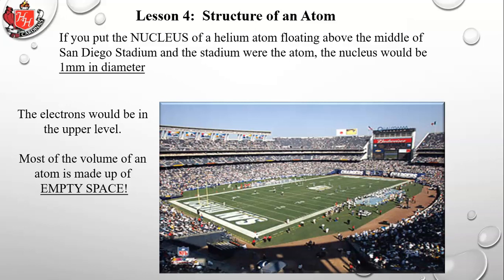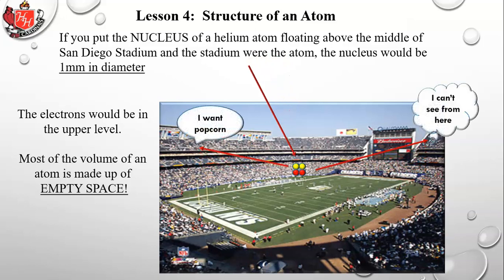The electrons would be in the upper level, and most of the volume of an atom is made up of empty space. So there you go. That gives you some kind of perspective. The nucleus shown there is much, much larger. It would just be 1 millimeter inside of San Diego Stadium, compared to the entire diameter of where the electrons are in the atom.